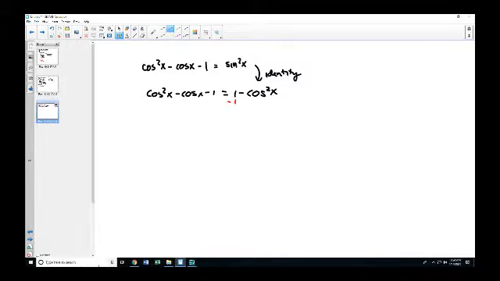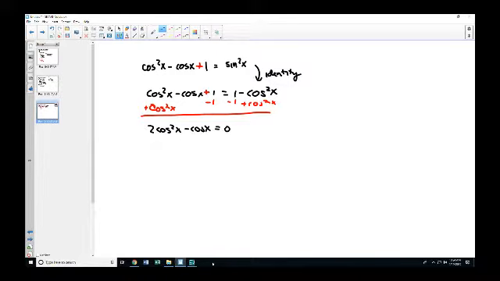Let me make sure I wrote that down right. It helps if you write it down right. Let's make that a plus. So subtract 1 and add cosine squared. So 2 cosine squared minus cosine equals 0. Just make cosine at 90 degrees. That's an option.